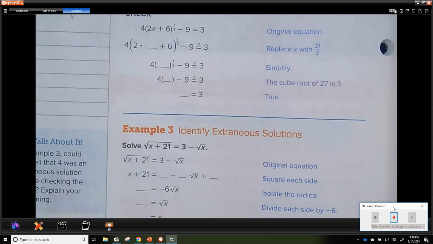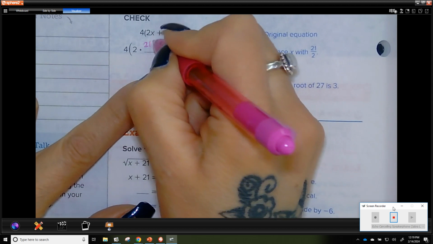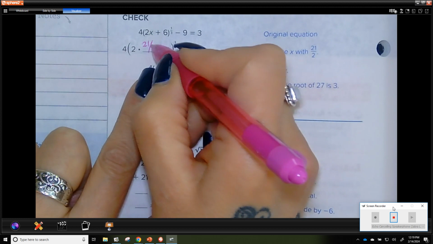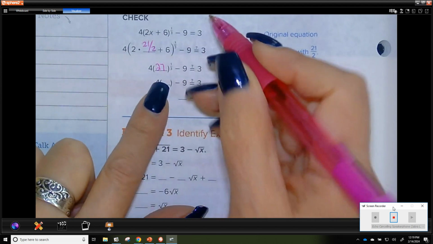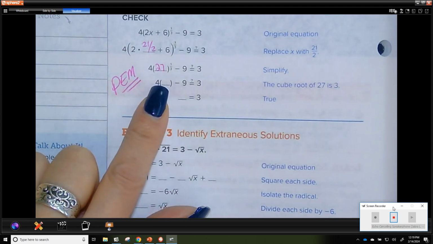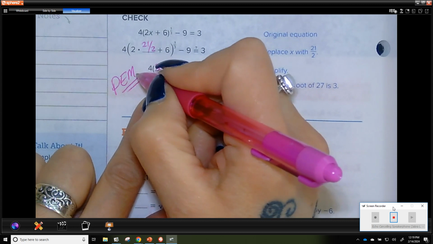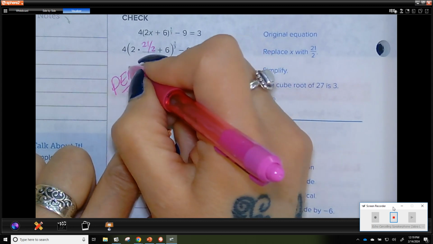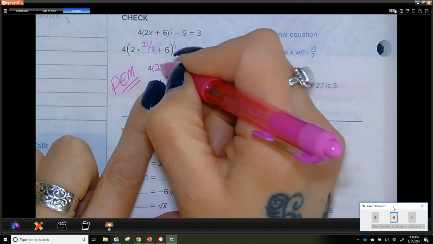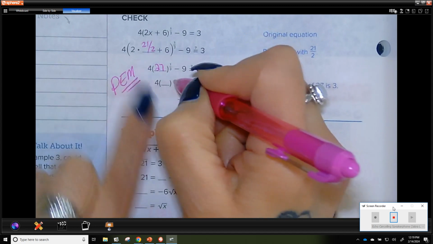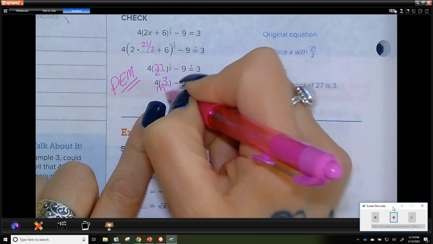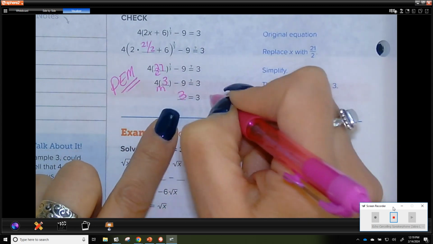So to check it, we put in 21 halves where x is. 2 times that is just 21. So 21 plus 6 is 27. Now, PEMDAS. I'm just going to end with the PEM because E is exponent, M is multiply. Multiply is after exponent. So it's not 4 times 27. No, no, no. It is the cube root of 27, which is 3, and then you multiply. So this is the exponent, this is the multiply. 12 minus 9 is 3. They check.